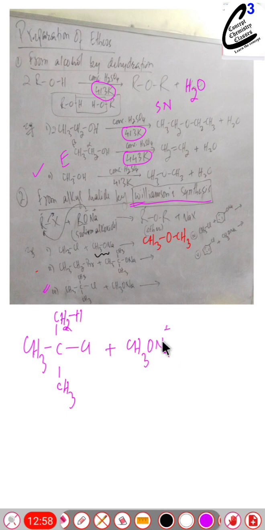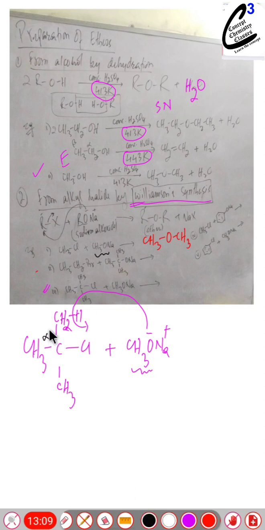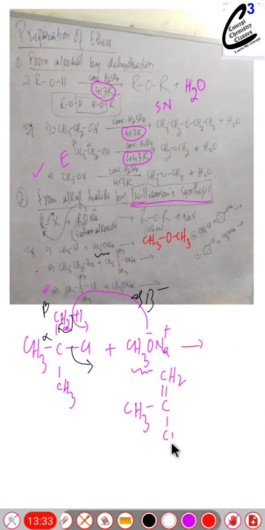CH3ONa, in which this methoxide ion will act as a base to abstract this hydrogen from the beta carbon atom. This is beta, this is alpha, this is beta. So the beta hydrogen is abstracted by methoxide ion as base, and these two electrons will form a pi bond over here, and this chlorine will move out. So we will get CH3C double bond CH2CH3 as the major product.